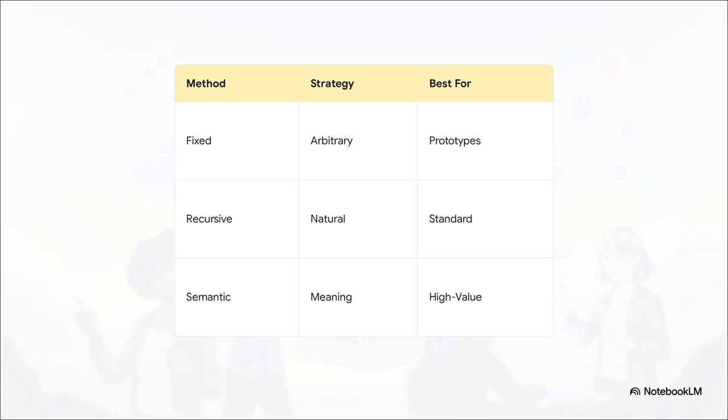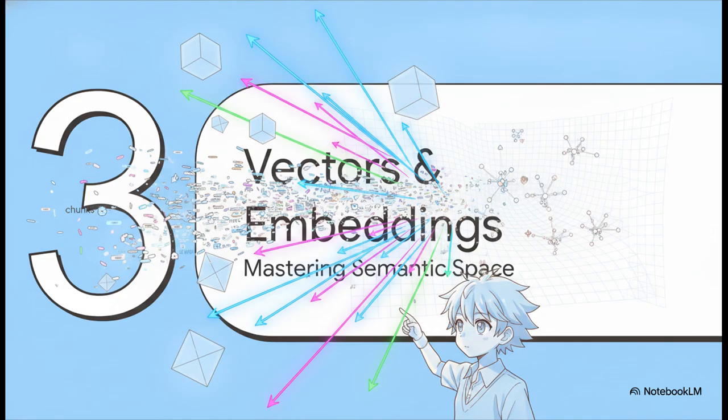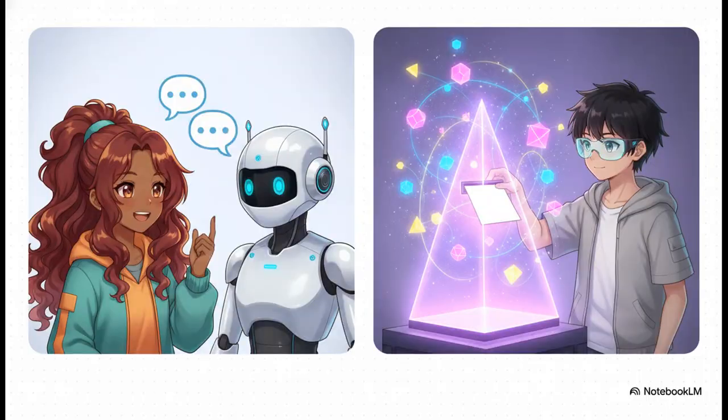It's pretty amazing. Moving on to part 3, mastering vectors, embeddings, and semantic space. There's actually a huge point of confusion I see all the time here. People think chat models and embedding models are the same thing. They absolutely are not. When you're typing to ChatGPT or Claude, you're using a chat model. Text goes in and text comes out in a conversation format.